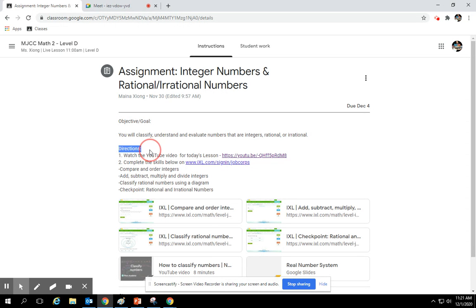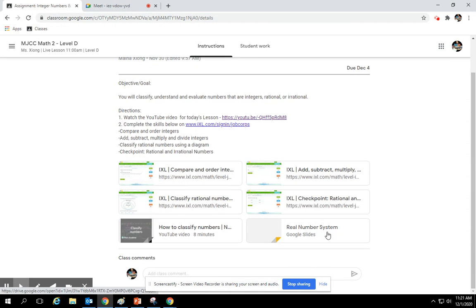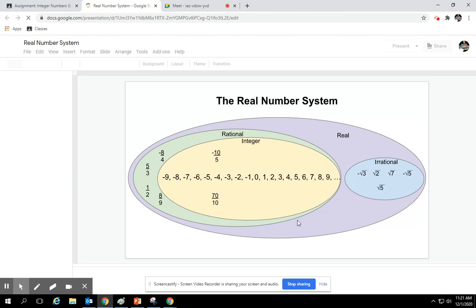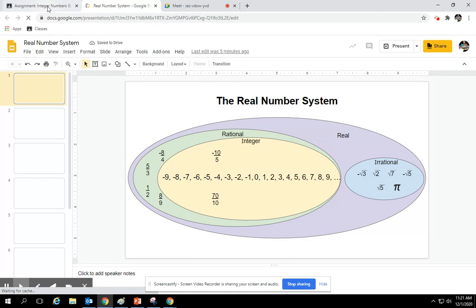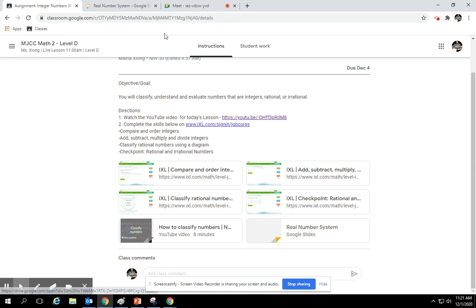All right, so here are the directions. Number one, please watch the video. You can watch the video, or in our case, I'm gonna go through the notes, and then I'm gonna attach this video in so that you guys can see it. So here's the PowerPoint, it's right here. It's called Real Number System.